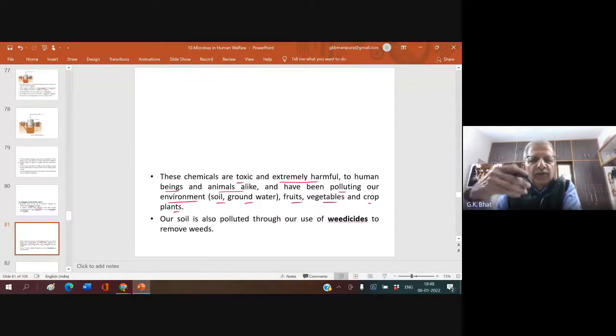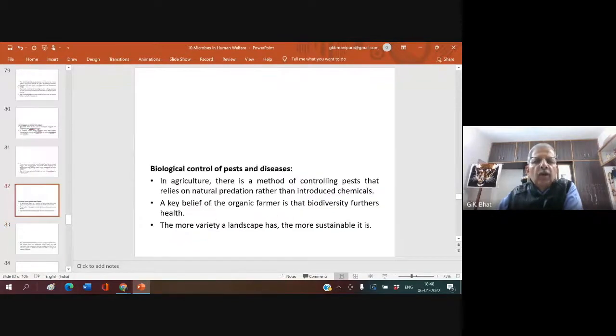If you spray some chemical on one particular crop, this chemical spreads to other areas. So it brings about pollution of soil, groundwater, etc., and also of our eatables. Our soil is also polluted through our use of weedicide, which we use to remove weeds. Weeds are unwanted plants. Biological control of pests and disease: let us see how that is done.